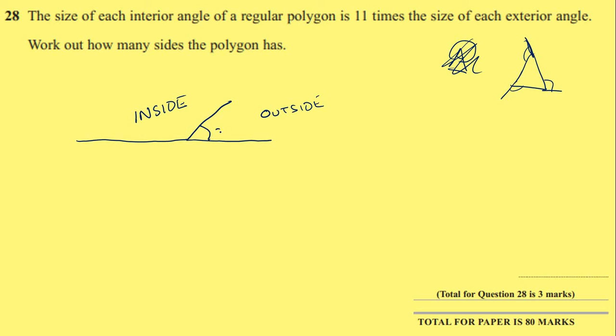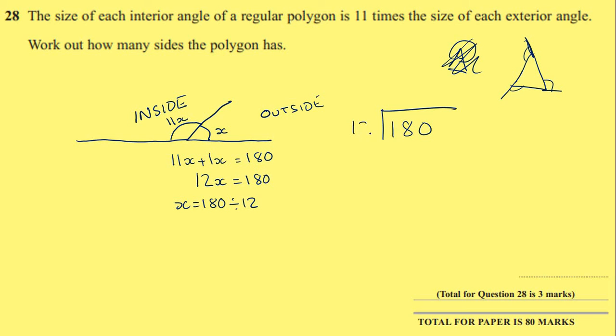Now, my exterior angle, I'm going to call it x, which means that my interior angle would be 11x. It's 11 times. Now these two form a straight line, so 11x plus 1x must equal 180. There's 180 degrees on a straight line. So 12x equals 180. That means that x equals 180 divided by 12. So let's find out what that is.